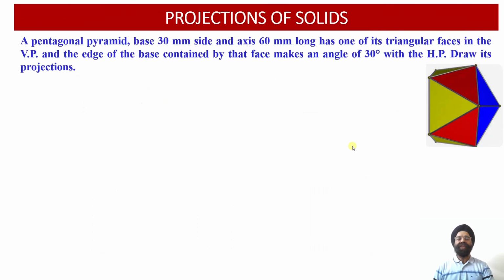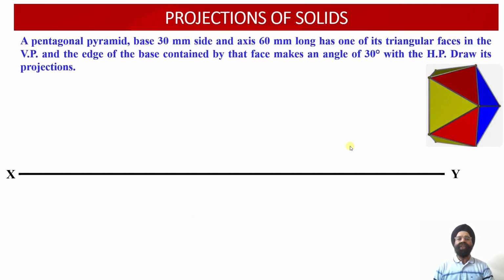So here let us proceed with the construction of the orthographic projections of the pentagonal pyramid. To begin with, when the pentagonal base is contained by the vertical plane and the axis of the pyramid is parallel to the horizontal plane, first of all we are going to draw the front view projections of this particular pentagonal pyramid when the edge of the base happens to be 30 millimeter.